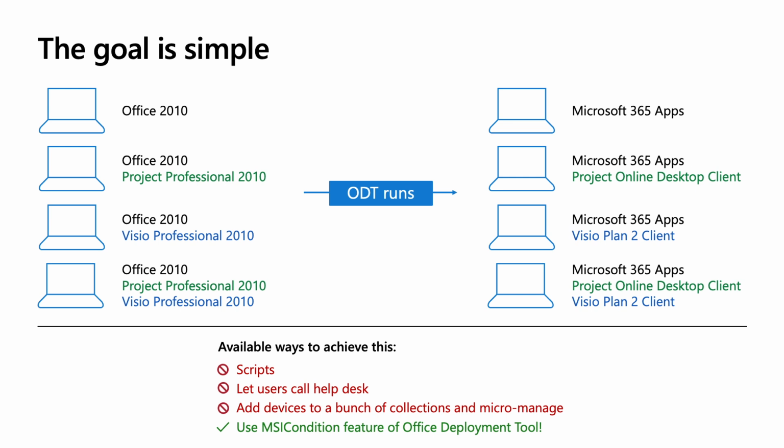I've seen admins trying to take away this work from a user and do it in their own Config Manager environment by setting up different collections, which are including the various permutations of the product, and then pointing the right deployments to these collections, trying to get them into the right order. A lot of work, really a lot of micromanagement can be done, but it's not recommended. For quite some time, the Office deployment tool has a nice feature, which is called MSI condition, which most IT admins don't know about. So I want to show how this works.